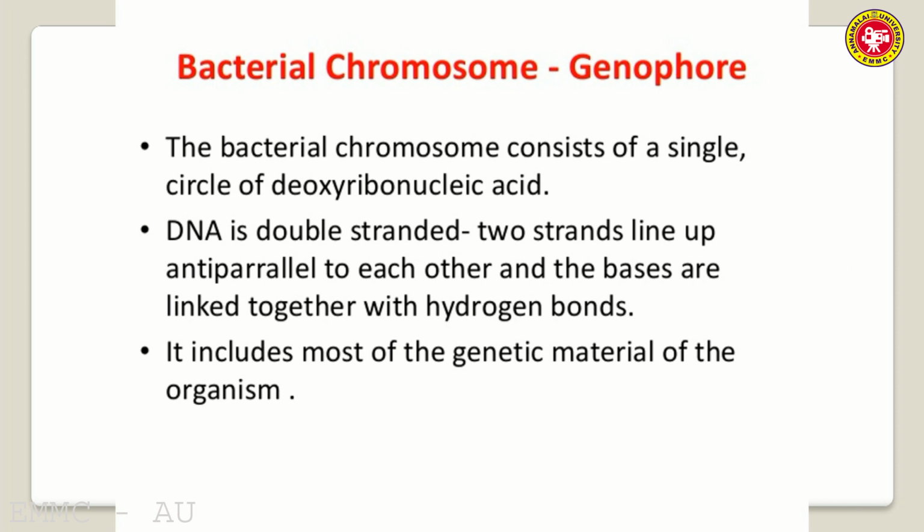Another one is the bacterial chromosome, otherwise called the genophore. The bacterial chromosome consists of a single circle of deoxyribonucleic acid, that is DNA, which is the genetic material, present in the center of the cytoplasm. DNA is mostly double stranded, that is two strands lined up anti-parallel to each other, and the bases are linked together with hydrogen bonds. So each DNA strand is linked by hydrogen bonds. It includes most of the genetic material of the whole organism.